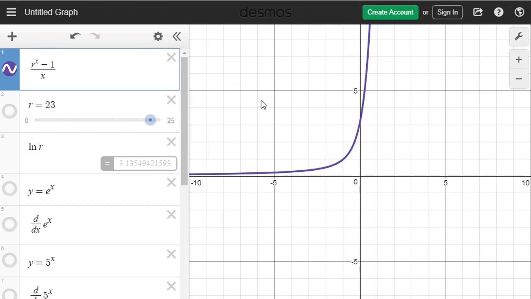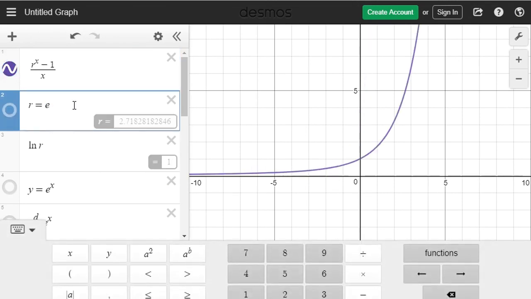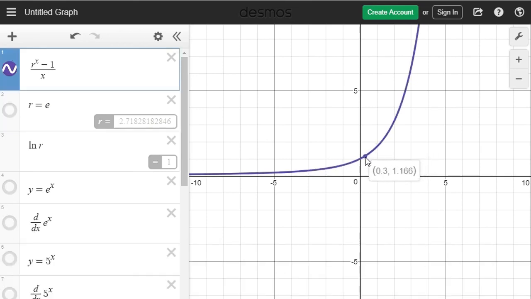So let's do a little Desmos action. What I'm going to do is take this r and make it equal to e. So I basically have e to the x minus 1 over x. I'm pretending like that's an h, and what I want to do is see what happens as we approach 0. So if I'm looking at this as we approach 0, it looks like it is approaching 1.